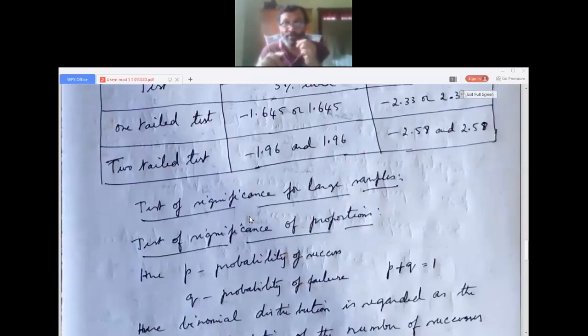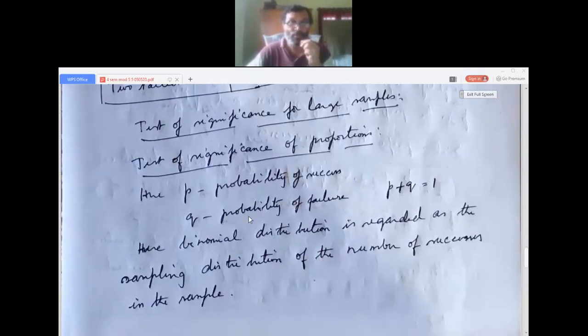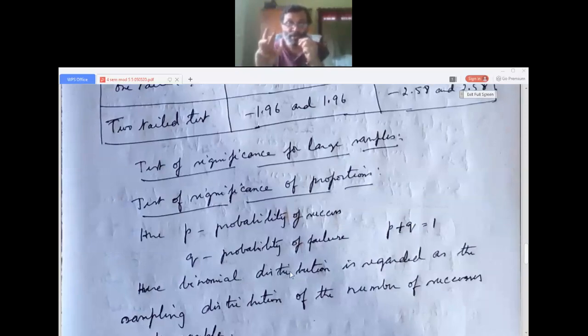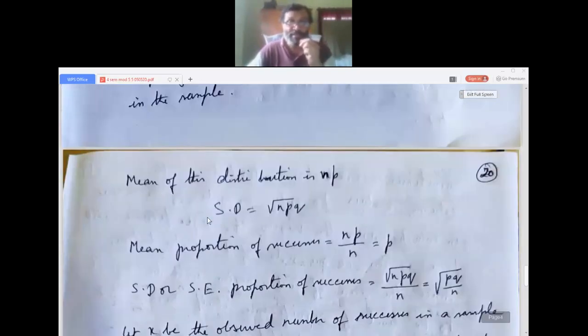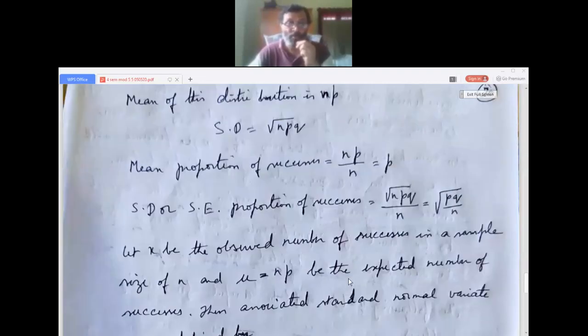Now, the tests of significance of large samples. There are three or four; today I will be discussing one: test of significance of proportion. P is the probability of success, Q is the probability of failure, P plus Q is 1. This is somewhat like the binomial distribution or Bernoulli distribution from module 4. Here the mean is NP, the standard deviation is the square root of NPQ. The mean proportion of success is NP by N, that is P. The standard error of proportion of success is the square root of NPQ by N squared, which is root PQ by N.